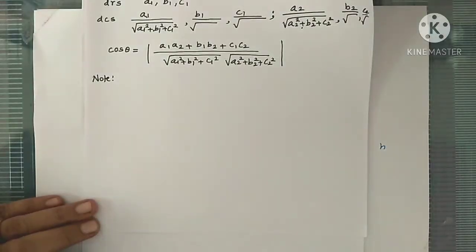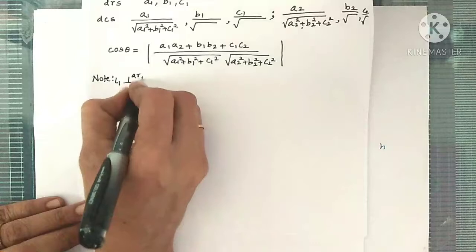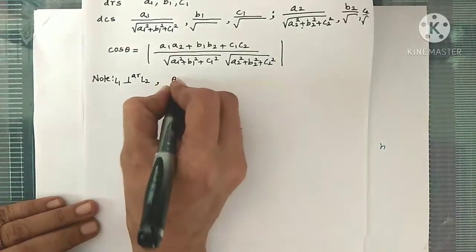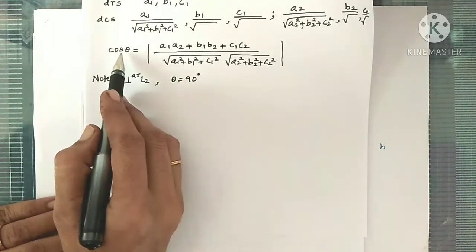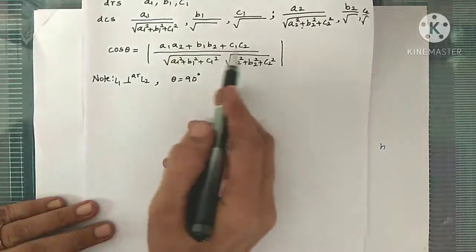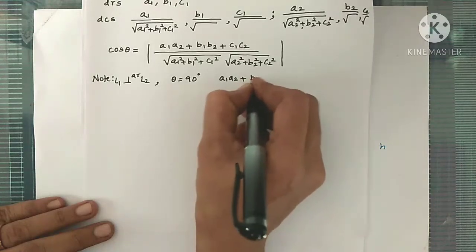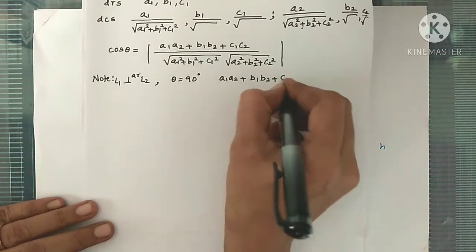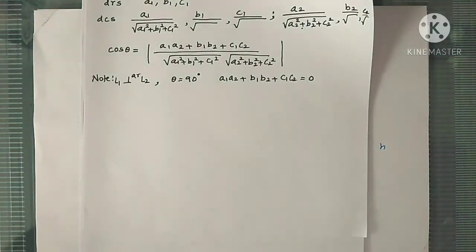Now let's see what we have using this formula. If two lines are perpendicular, what happens? If L1 is perpendicular to L2, then angle theta is 90 degrees. That means cos 90, the left hand side, is 0. As the left hand side is 0, the numerator is 0. So we have a1 a2 plus b1 b2 plus c1 c2 equal to 0. That means if the direction ratios are a1, b1, c1 and a2, b2, c2 and the lines are perpendicular, then a1 a2 plus b1 b2 plus c1 c2 equals 0.